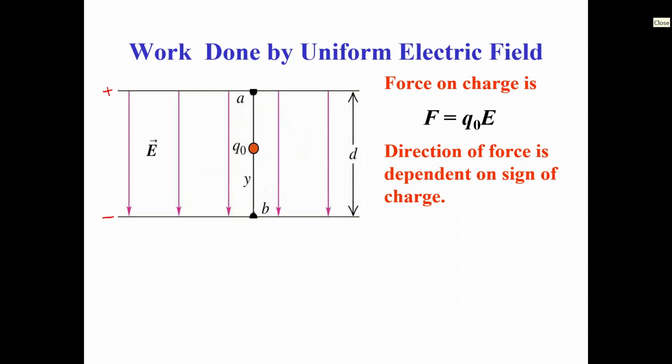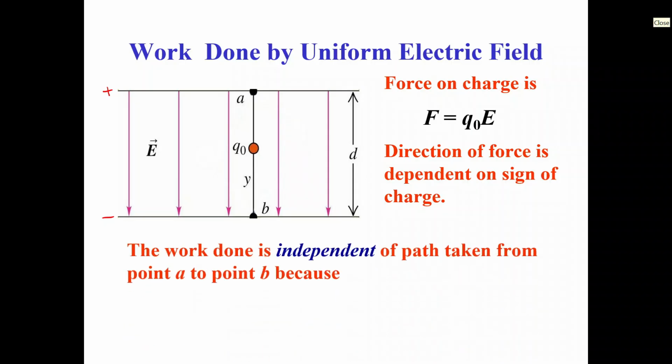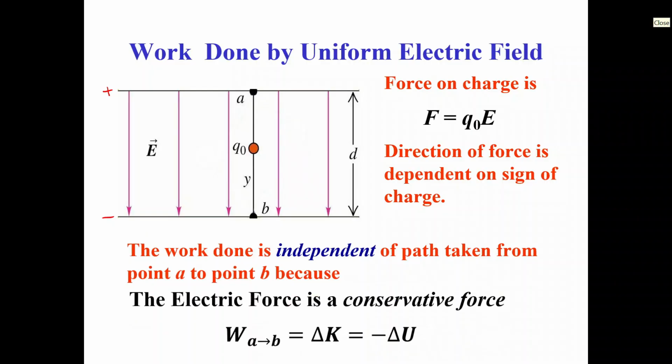So the force on that charge is Q0 times E. The direction of the force is dependent on the charge. So if this is an electron, my force is up. If this is a proton, then my force would be down because protons feel the electric force in the same direction as the electric field. Electrons experience a force in the opposite direction of the electric field. The work done is independent of the path taken because the electric force is a conservative force.